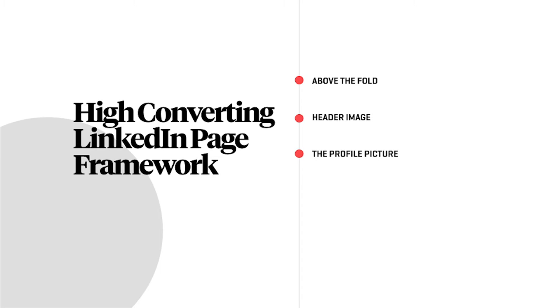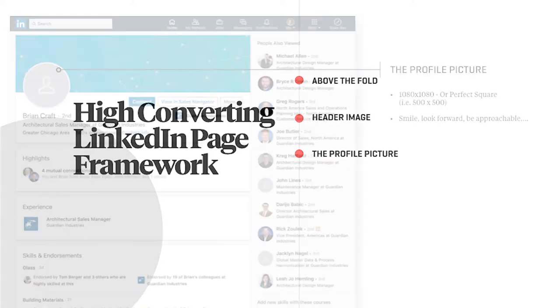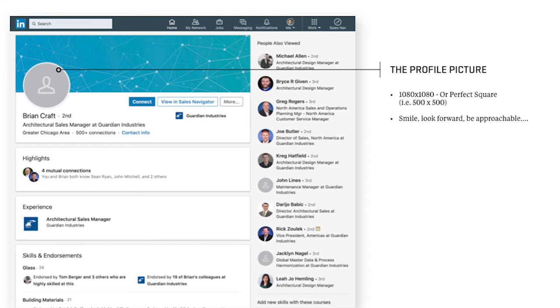Your header image. Okay, and by the way, guys, this is a very simple checklist. So if you're thinking about things that you can give your sales team or other people, this takes no time at all to really build out. Your profile picture. Brian doesn't have any. Brian's getting picked on. It's 1080 by 1080. Smile, look forward, and be approachable.